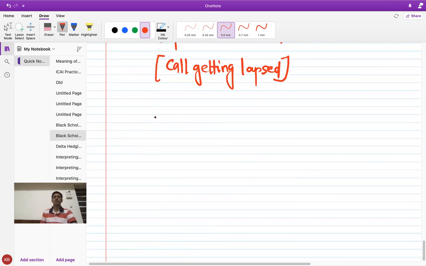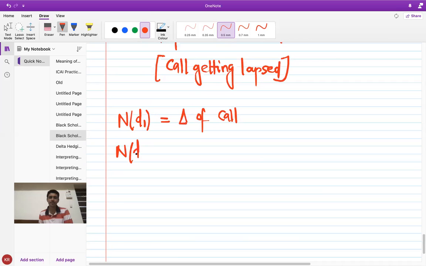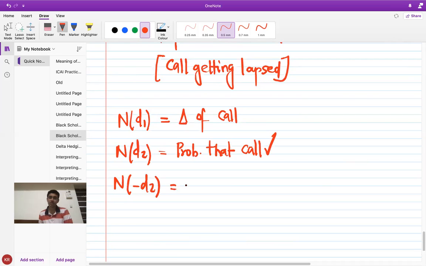Agreed? So I have given you the meaning of N(d1). N(d1) refers to the delta of call. N(d2) is the probability that call gets exercised. N(-d2), which is equal to 1 minus N(d2), is the probability that put option gets exercised.